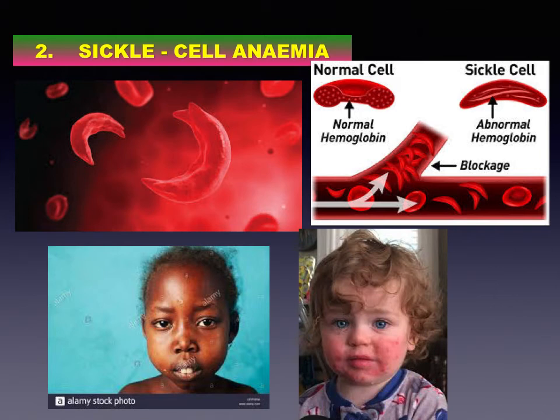Now, the symptoms usually are swelling of hands and legs, pain in joints, severe general body aches, frequent colds and cough, constant low-grade fever, exhaustion, pale face, low hemoglobin content.